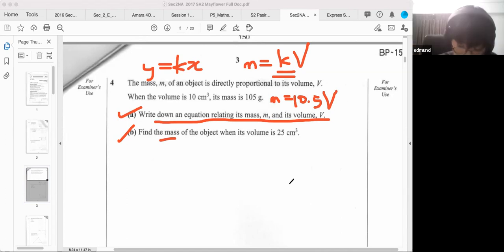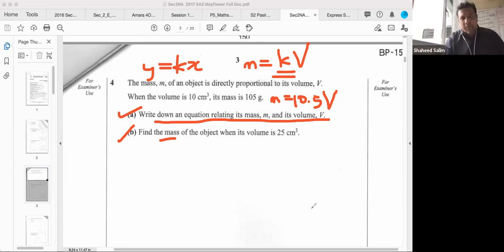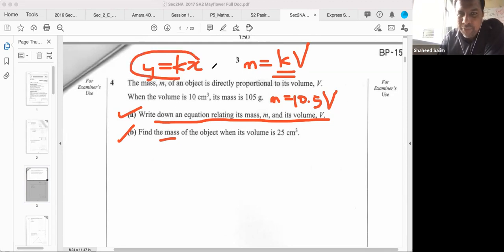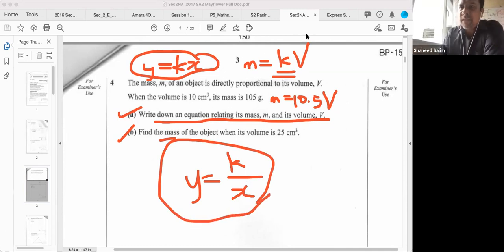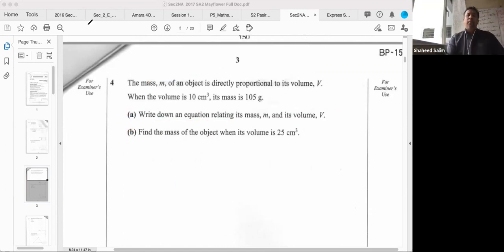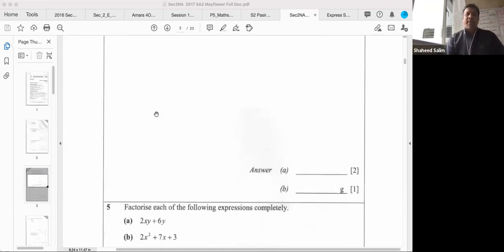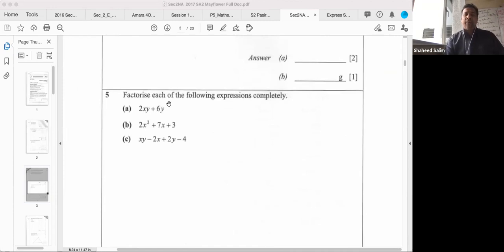To 6.5. 262.5 gram. Well done. So you must remember, there are always 2 types. Direct proportion is this one. Inverse proportion is y equals k over x. Remember, you must always find out what k is first. You cannot do the question straight. So far, the questions are always like that. It's the same. Okay, you try question three.